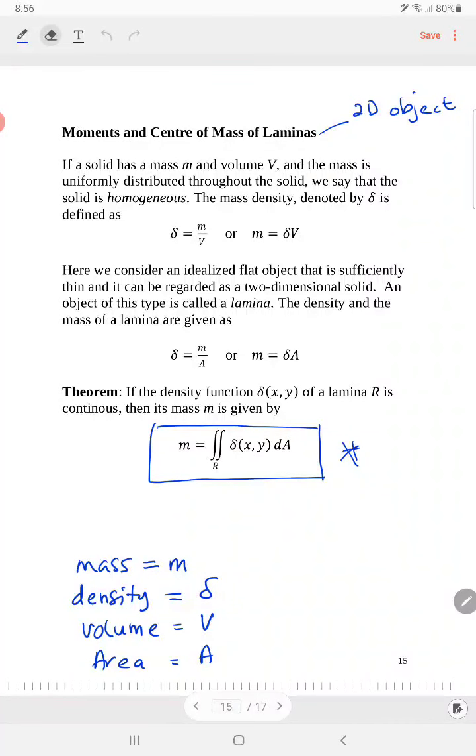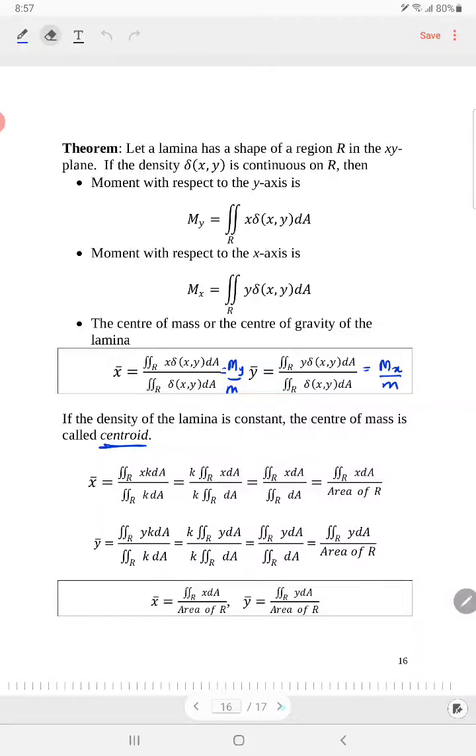So if your region R involves circles or cardioids, then the good coordinates to use would be polar coordinates. But if your region R consists of straight lines or parabolas, then the good coordinates to use would be Cartesian coordinates. Okay, how to find the limits in Cartesian and polar coordinates, we've covered that in the previous videos, but I will show you examples of finding moments, center of gravity, and moment of inertia in our live class. Thank you.